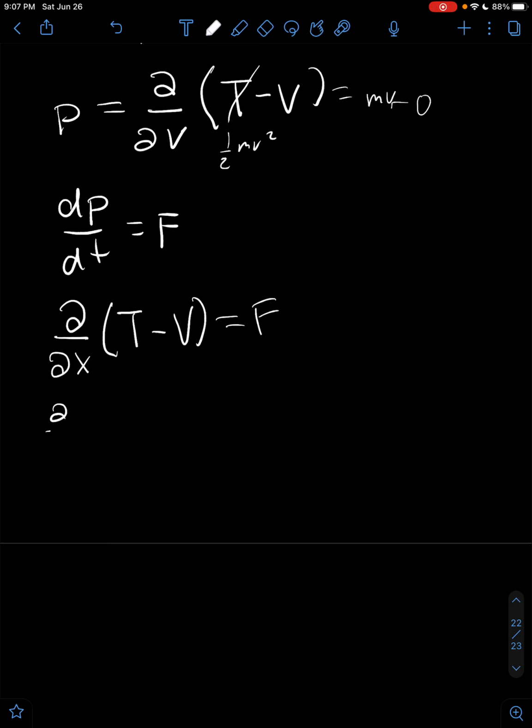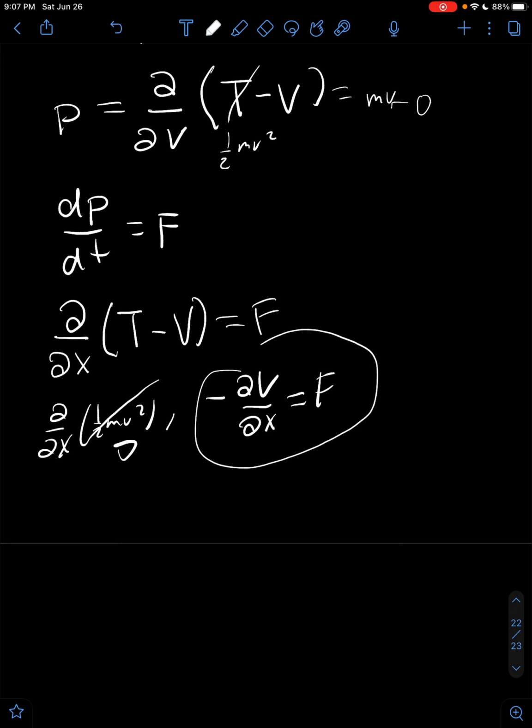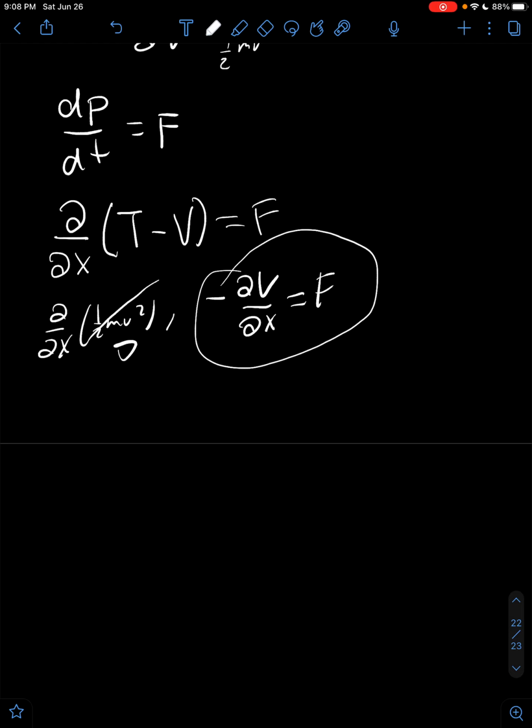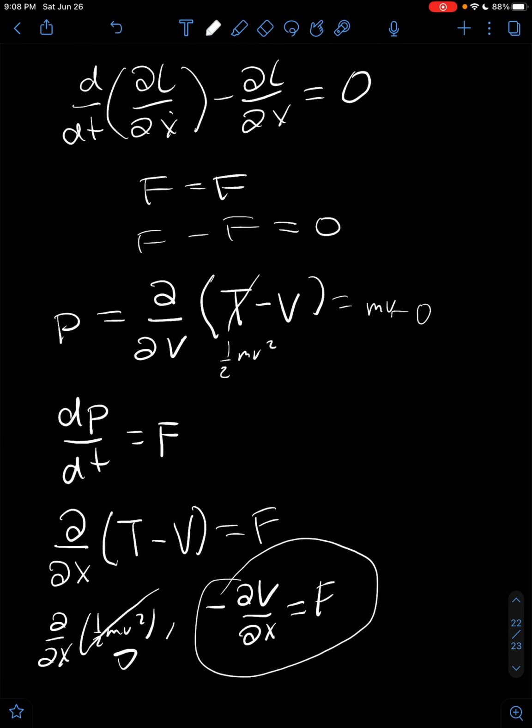Let's prove that right now. Since the derivative of kinetic energy, 1/2 mv squared, with respect to x is 0, here we have minus the derivative of the potential with respect to x, which equals force. I think that's the definition of the potential energy, the integral of force. So yeah, we get that relation over there.